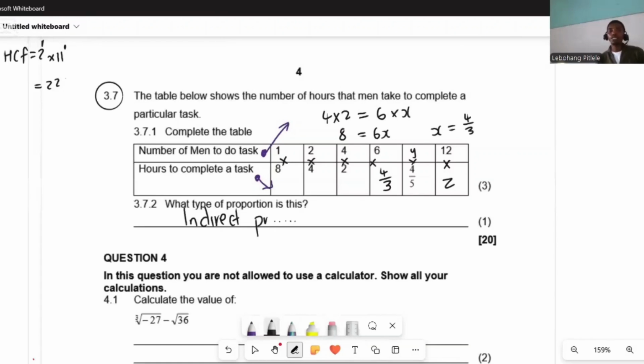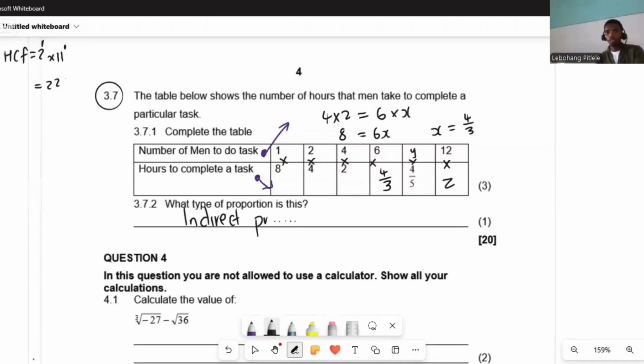Remember, there's a difference. Whenever it's direct proportion, when we divide them, they should be equal, like here at this point. Let me quickly go down here. This one was direct proportion, right? And when we divided, they were supposed to be what? Equal. But when they're indirect, what do we do?